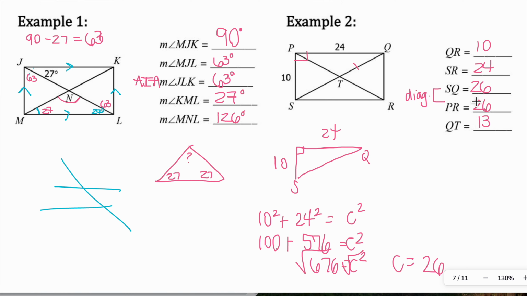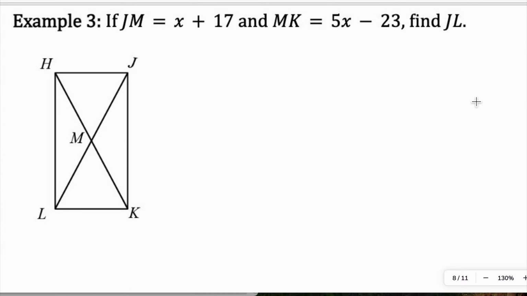How did we do? Let's look over here on the back. Maybe take a moment and try this one on your own. If JM is equal to x plus 17 and MK is equal to 5x minus 23, find JL.